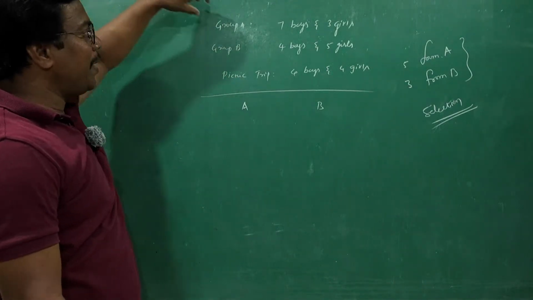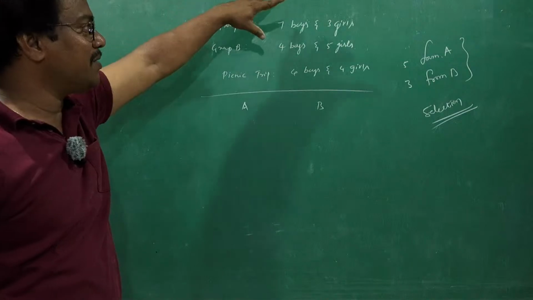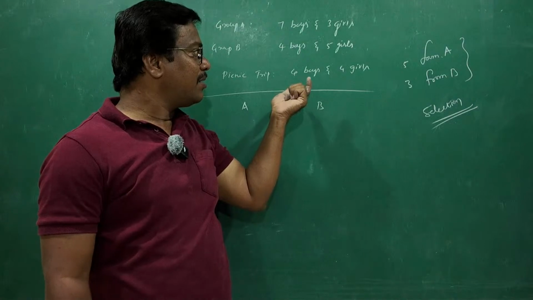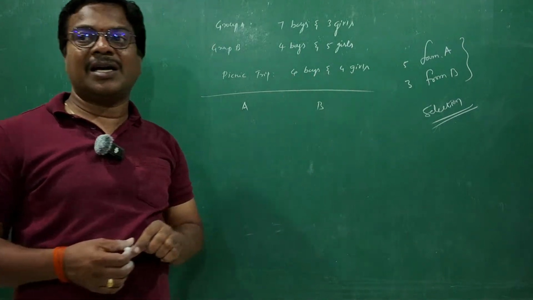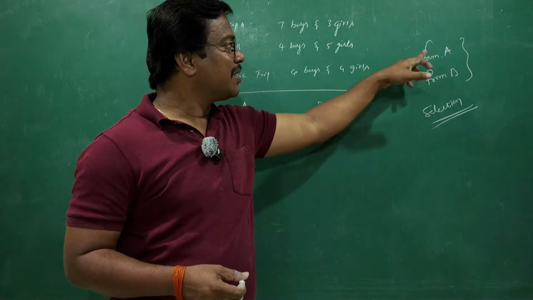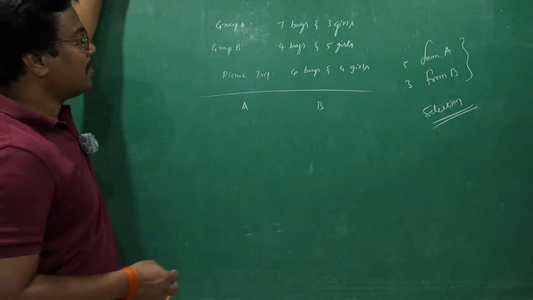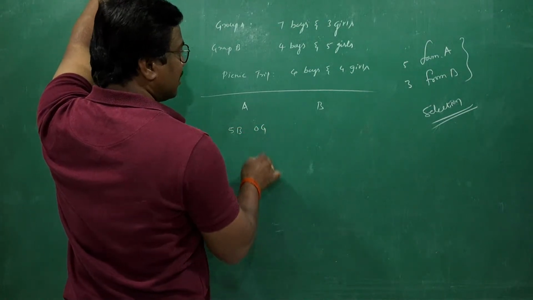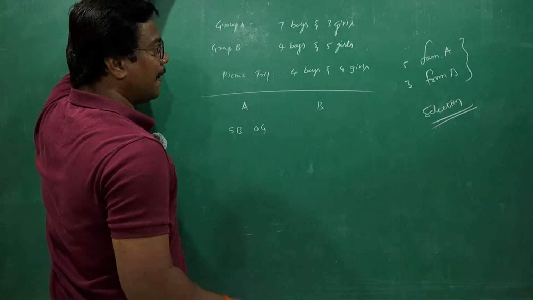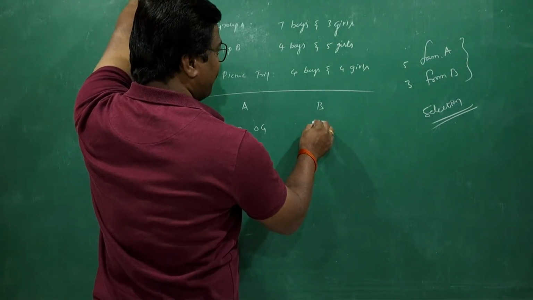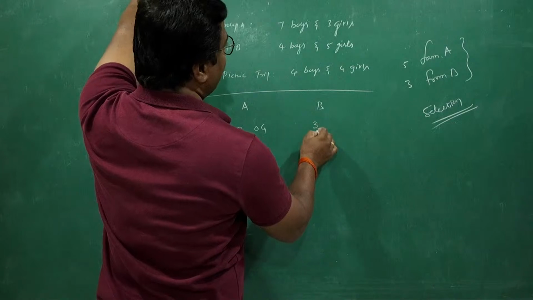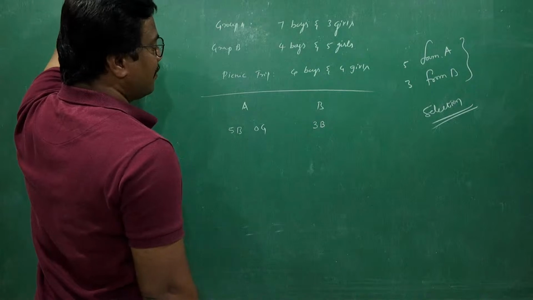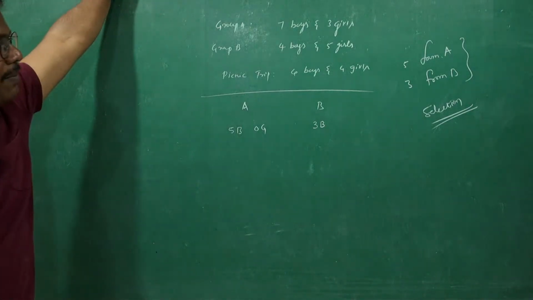The question is: group A consists of 7 boys and 3 girls, group B consists of 4 boys and 5 girls, and to go on a picnic trip, there is a condition that 4 boys and 4 girls go, and there must be 5 members from A and 3 members from B. Suppose I select 5 boys and no girls, total 5 from A, okay? Next you need to select either 3 boys or 3 girls also. Total 8 members.